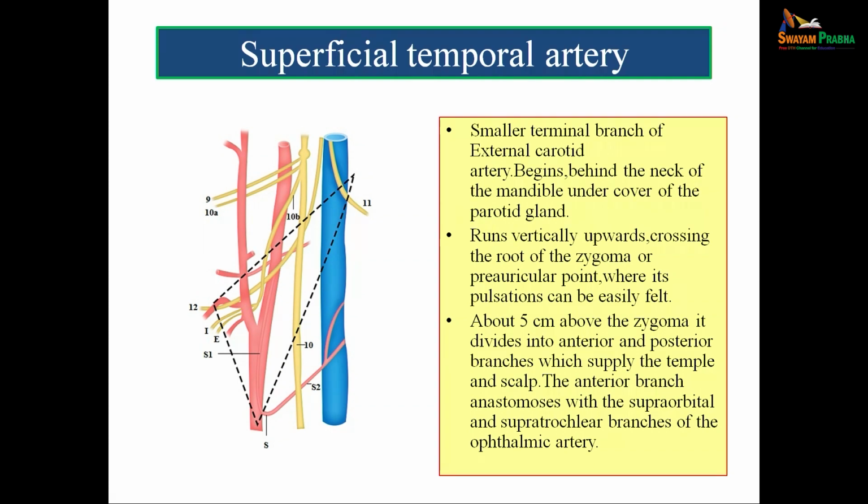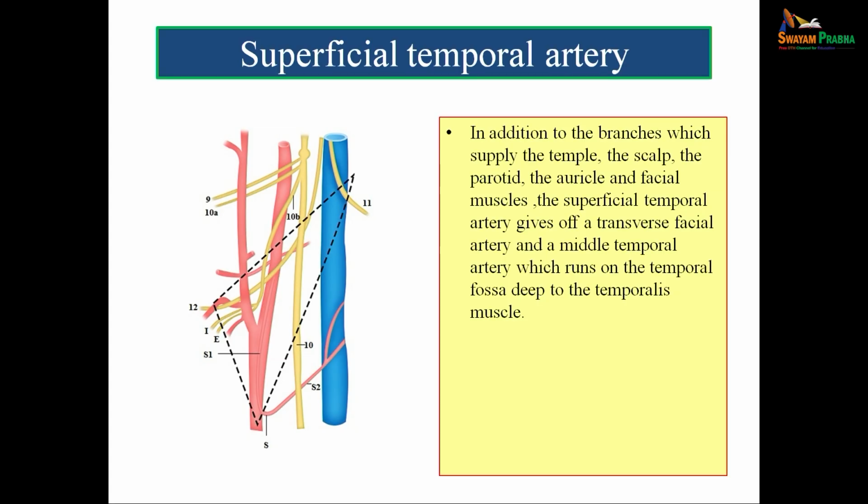So, we have discussed and described all the branches of the external carotid artery, and you have to remember that these are classified into anterior, posterior, medial and terminal branches, and which area is supplied by which branch. A knowledge of that is essential to comprehend this particular region.